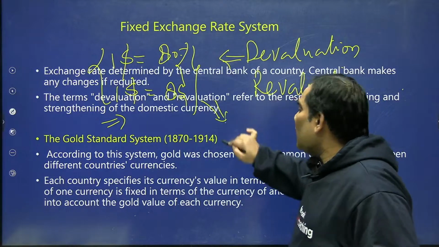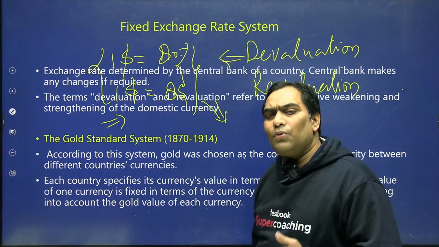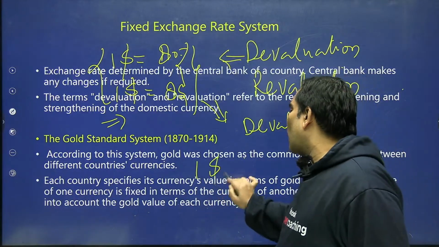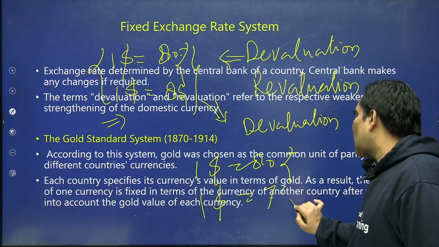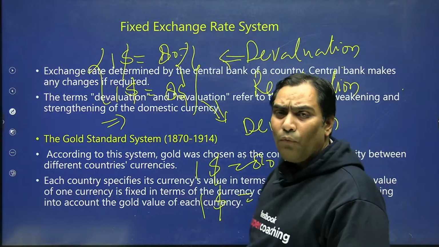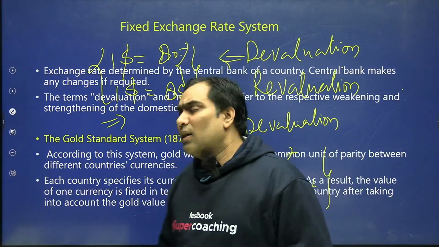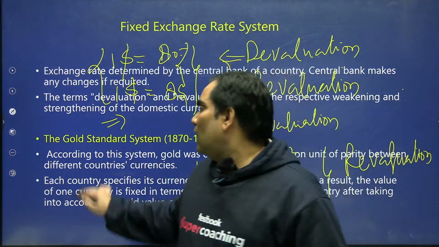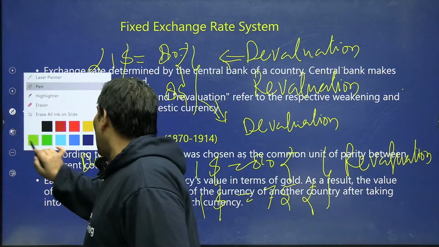So if it is a fixed exchange rate system, and the central monetary authority is intentionally decreasing the value of domestic currency in terms of foreign currency, it is known as devaluation. Whereas if there is an increase, suppose $1 equals 80 rupees and it reduces to 79 rupees or 75 rupees, that is nothing but an increase in the value of domestic currency. If it is a fixed exchange rate system and the central monetary authority is intentionally increasing, it is known as revaluation. Whereas the same process, when done by market forces under the flexible or floating exchange rate system, is known as depreciation and appreciation. We will discuss that, don't worry, but here try to understand it.